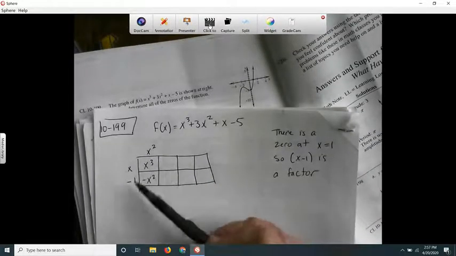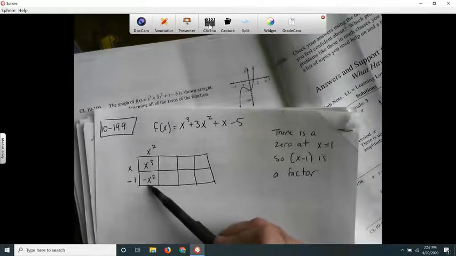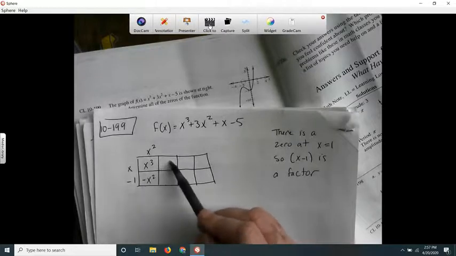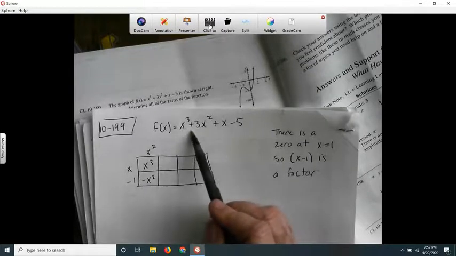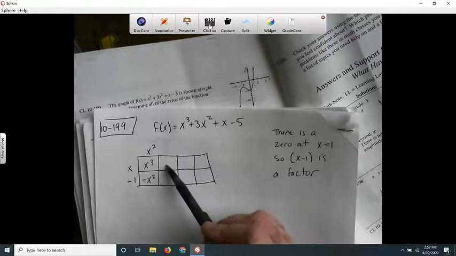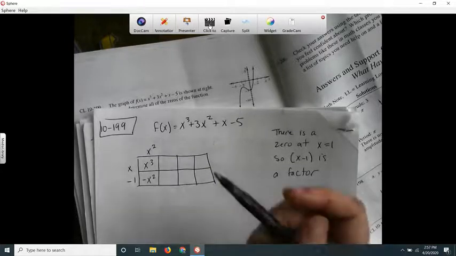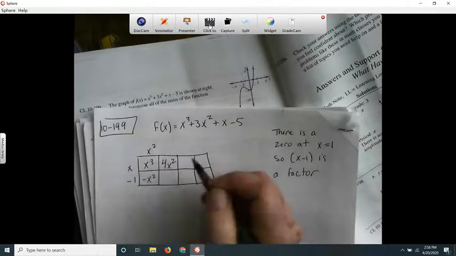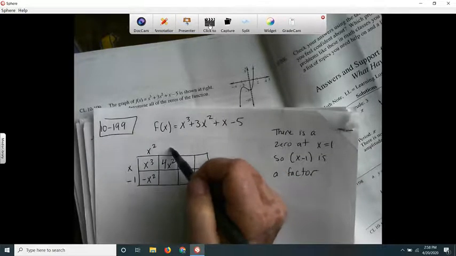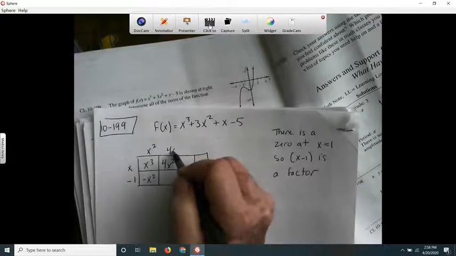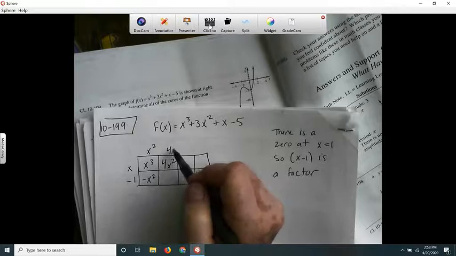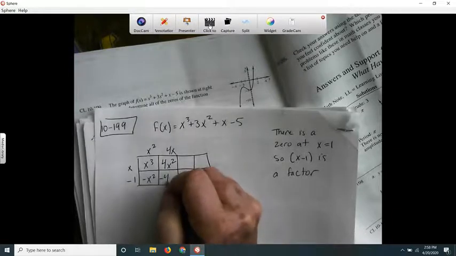And then x squared times negative 1 is negative x squared. Now I know these two boxes have to add up to the x squared term. So I think this needs to be a 4. And then that makes this have to be a 4x, because they have to multiply to make what's in the box. And then negative 4x.